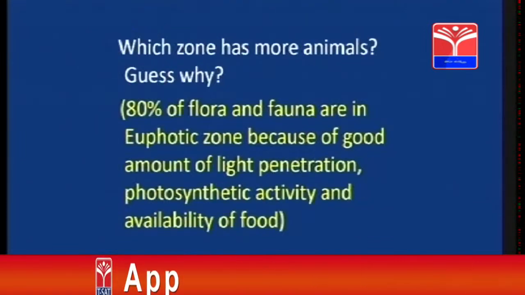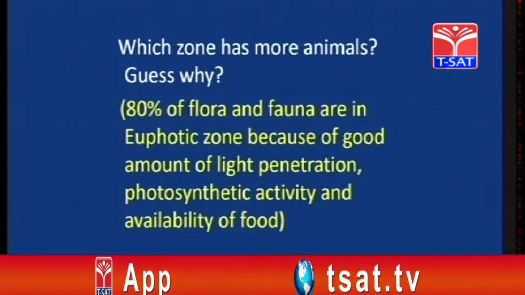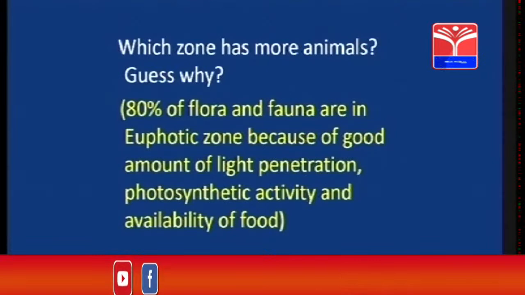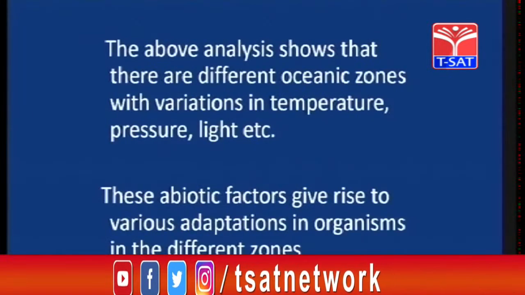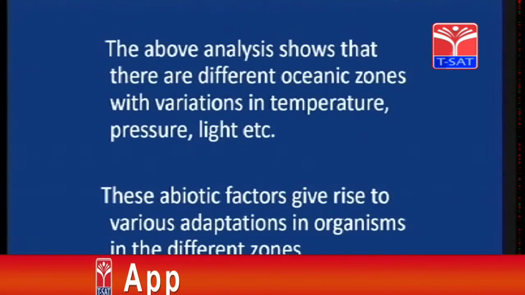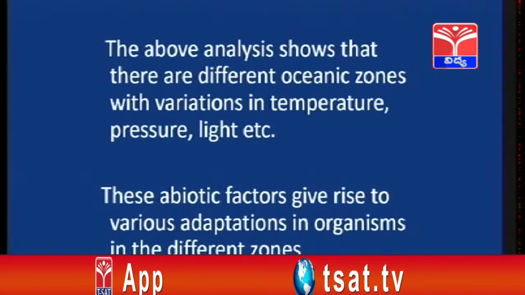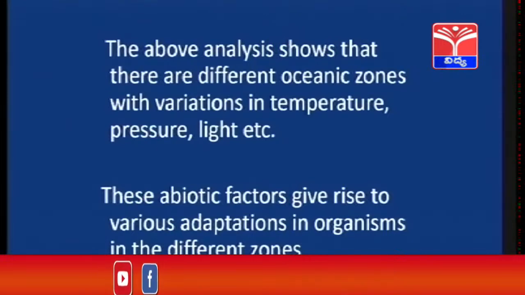Which zone has more animals? Yes, 80% of flora and fauna are in the euphotic zone because of good amount of light penetration, photosynthetic activity and availability of food. The above analysis shows that there are different oceanic zones with variation in temperature, pressure and light. These abiotic factors give rise to various adaptations in organisms in different zones.